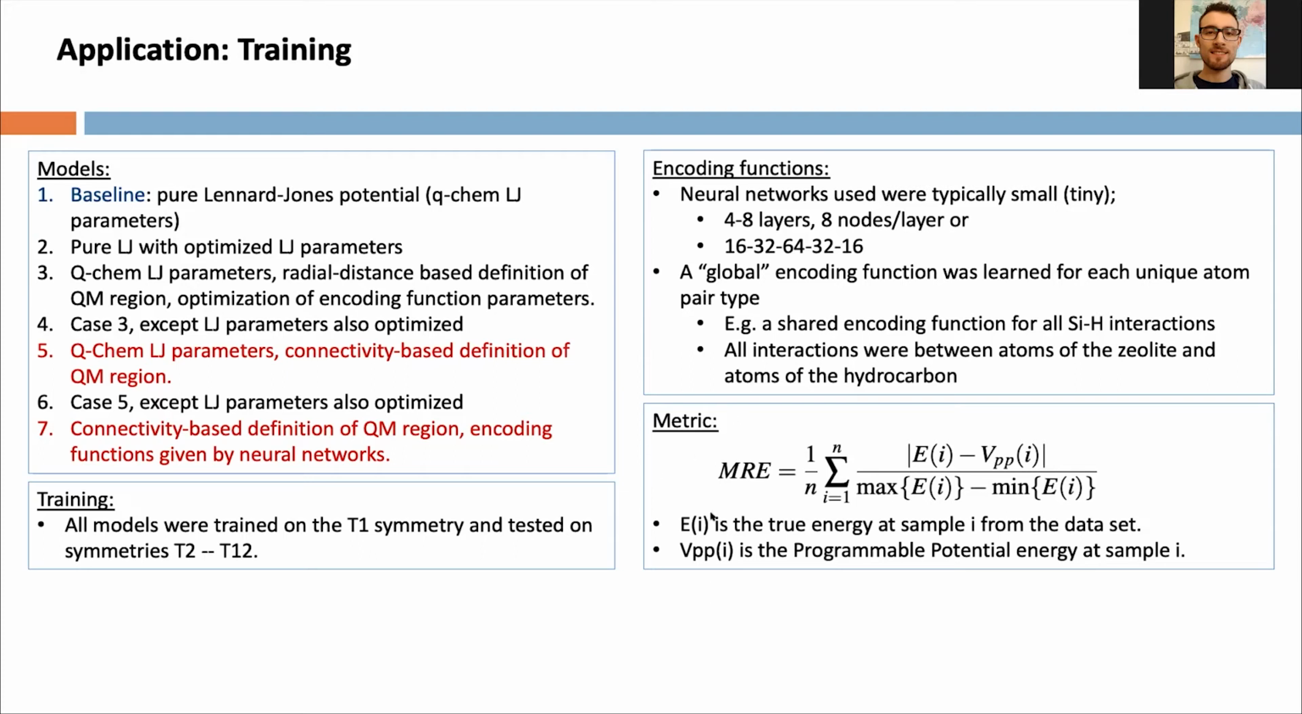The metric that we're going to show here is the mean relative error. The energy E_i here is the energy from the data set at sample i, and this is the programmable potential model energy at sample i. We scale this by the range of the data, and then we divide by the number of samples.